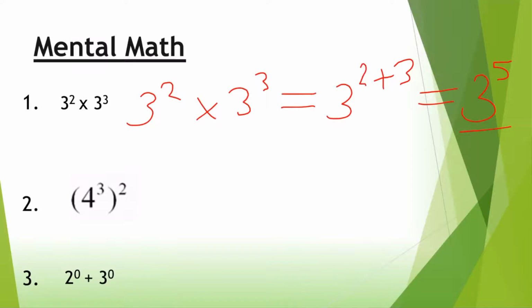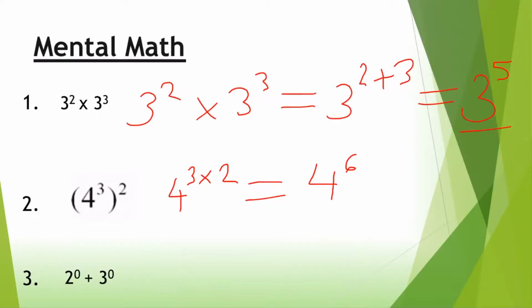Now for the second one. The second one is quite simple. You just have to multiply the powers. So 4 to the power of 3 into 2. So it will be 3 into 2, which will give us 4 to the power of 6.